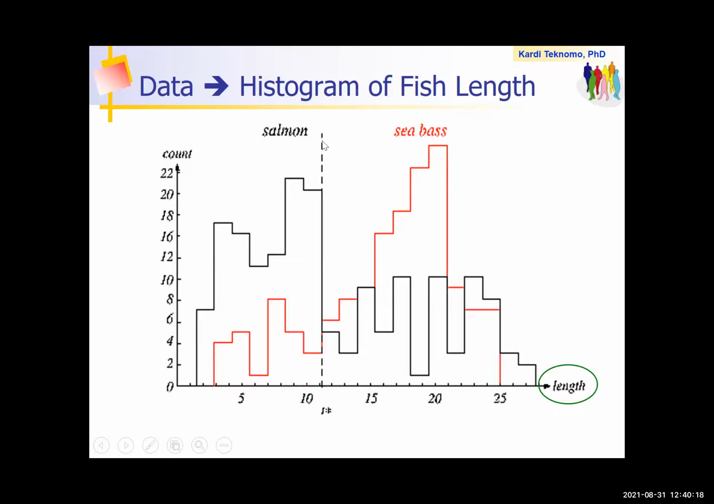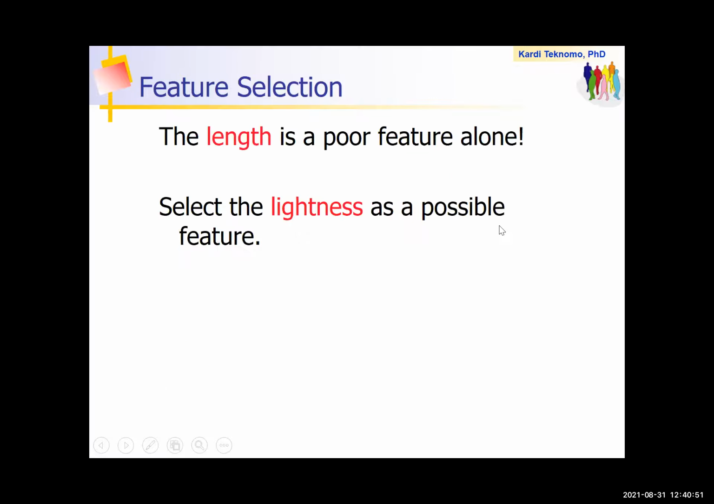The dashed line here is the actual separation, but there are so many errors. You look at the red part on the left, that means they are sea bass predicted as salmon, and the black part of the distribution on the right means they are salmon predicted as sea bass. So this is wrong. Length is a poor feature if you use it alone.